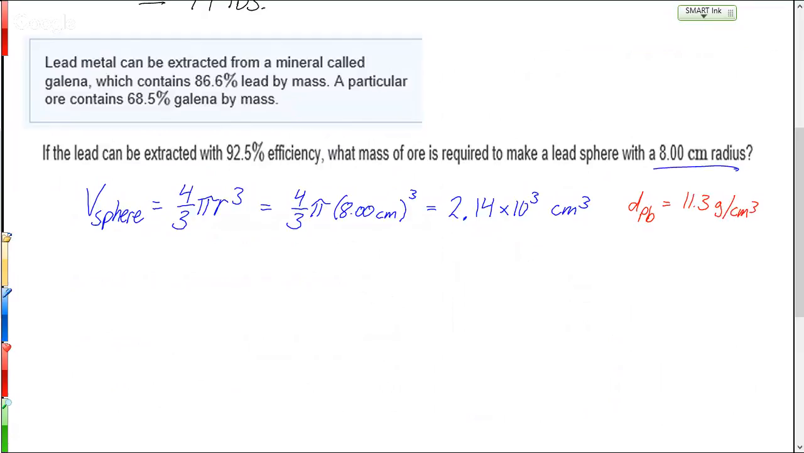Okay. So we can convert this now. 2.14 times 10 to the third cubic centimeters of lead. And we want to go from cubic centimeters of lead to grams of lead using the density. So the number of the density, whatever that is, always goes with the grams because it's that many grams per 1 cubic centimeter or 1 milliliter. So if grams are on top, you put that larger number on top. If grams are on the bottom, you put it on the bottom. All right.